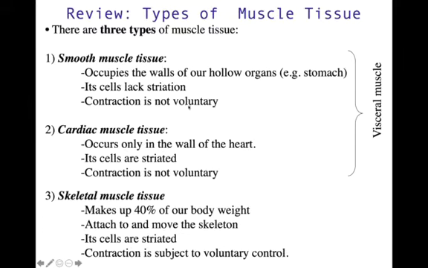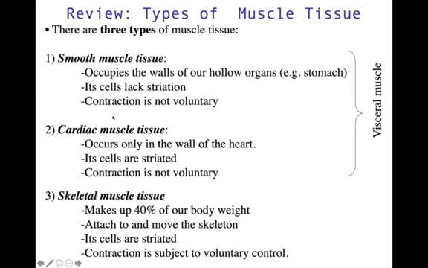Now, what's not shown in their description is that smooth muscle cells and skeletal muscle cells are really long, so long that we call them fibers. If you've heard the term skeletal muscle fiber before, they're not talking about collagen fibers, elastic fibers, or reticular fibers. When they say skeletal muscle fiber, they're actually talking about these long cells. If you've ever heard the term smooth muscle fiber, they're talking about these long cells as well.